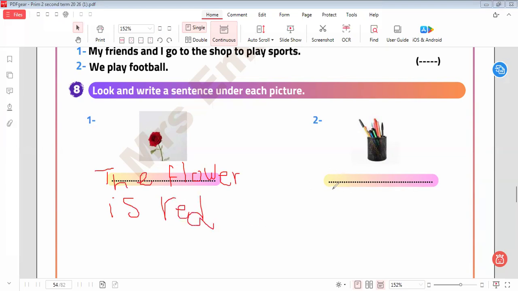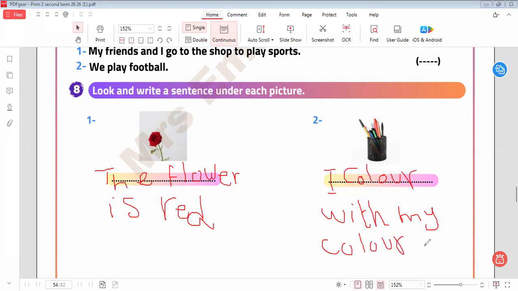Another one, I color with my color pencils. Okay. Here I say, I color with my color pencils. The flower is red. Let's go to another item here.